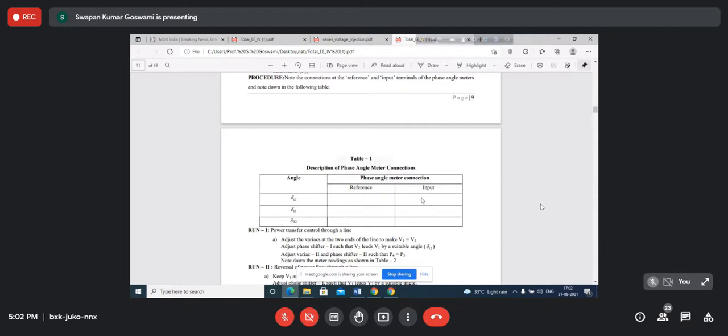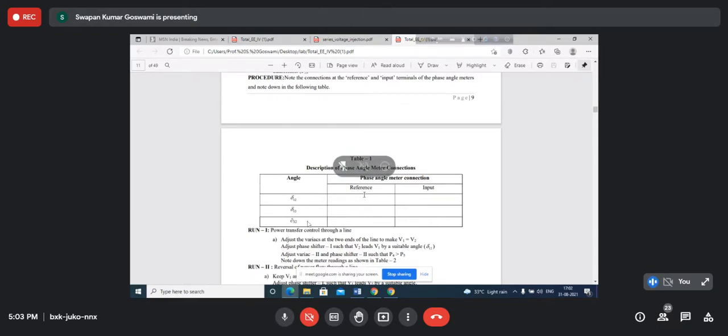And the input end voltage either lags or leads the reference end voltage. The reading will indicate by how much angle the input voltage is either lagging or leading the reference voltage. There is a light that will glow and show whether it is leading or lagging. That means whether the input voltage is leading or lagging the reference voltage.